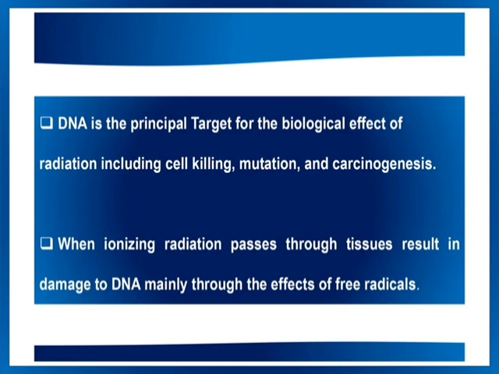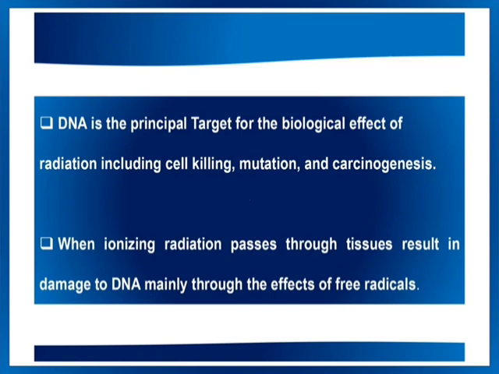So actually DNA is the principal target for the biological effect of radiation-induced cell killing, mutation, and as well as carcinogenesis. When ionizing radiation passes through the tissue, it results in damage to the DNA, mainly through the effect of free radicals. So you see here in the figure, there are two kinds of DNA damage by radiation. One is the direct DNA damage, and second is the indirect damage.